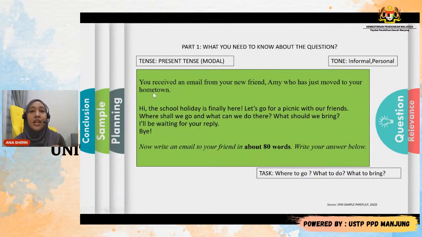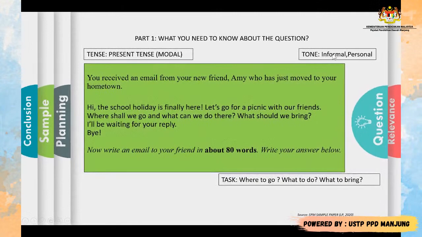Receiving an email from your new friend should give you an indication that the tone that you will establish is actually informal, because you are writing to a friend. This is directed only to one person. No one else besides her is going to read this. So the tone that you will use is informal and personal.